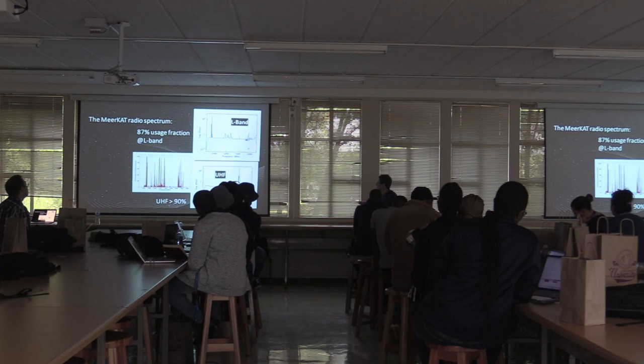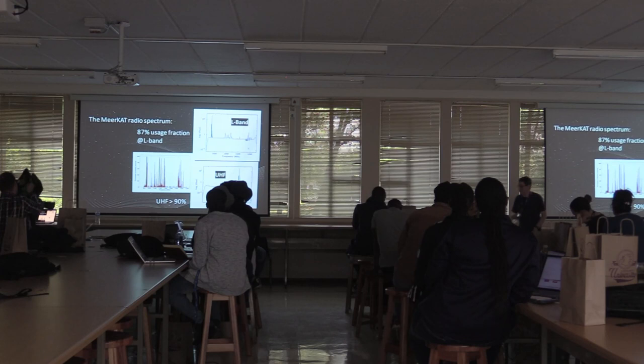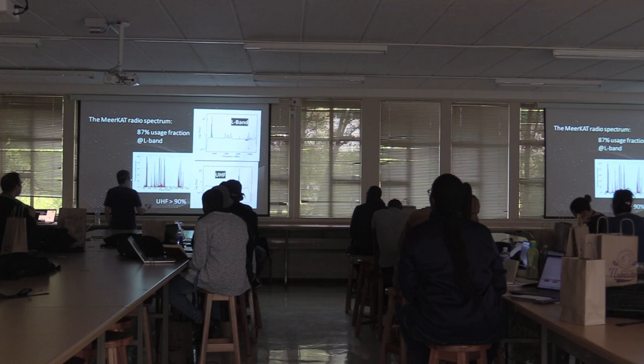But we have a usage fraction at L band of about 87%. That's pretty good. There is a new receiver that goes from about 1700 MHz to 3500, which is called S band.